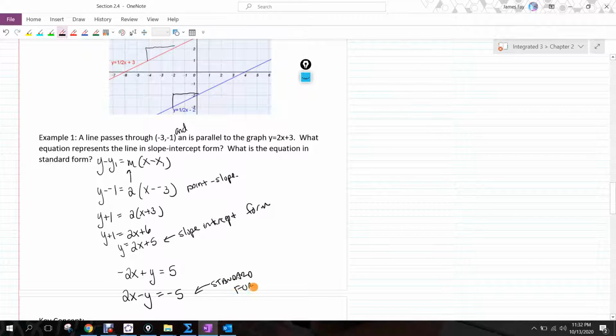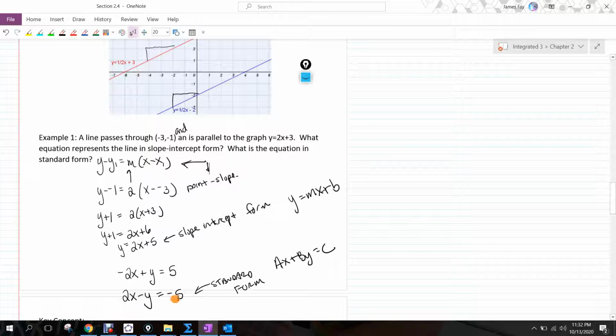Standard form, remember yesterday, was ax plus by equals c. Slope-intercept form was y equals mx plus b. And this here, that was your point-slope formula.